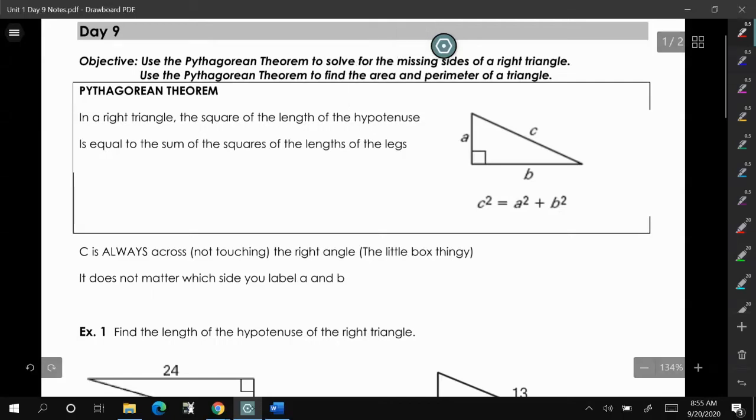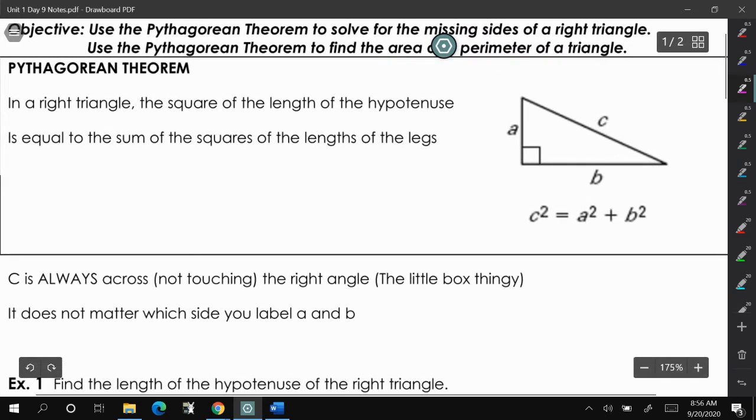Today we will be learning about the Pythagorean Theorem. Now you might have heard of this before from your middle school experiences, so we're just going to refresh it a little bit and talk about something called Pythagorean triples. So the Pythagorean Theorem lets us find a missing side of a right triangle if we know two other sides.